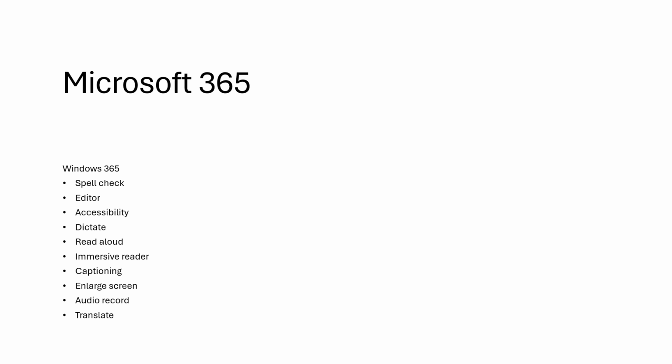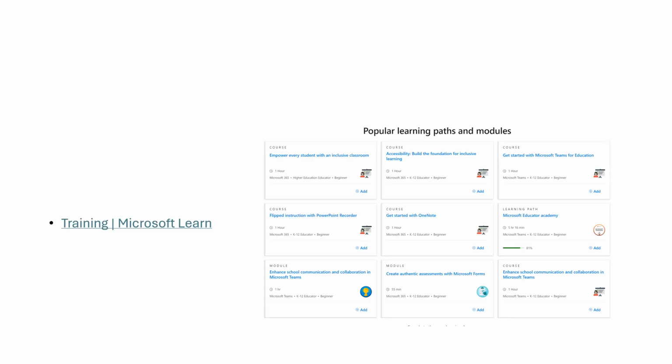So we've got spell check, which most people know about. Most people know about Editor. Accessibility is a great tool for teachers. Dictate is great if you're a terrible typer like me. Read Aloud, Immersive Reader, Captioning, the enlarged screen, audio record and translate. And I'll take you through a couple of other programs that are available as well.